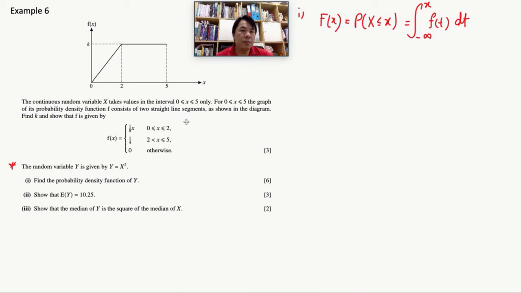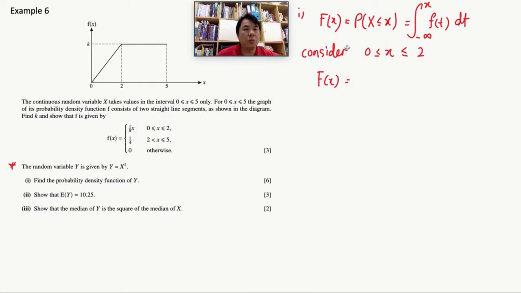But because this function has a few pieces that connect to the overall density function, we have to consider the cases for each one of the domains. So we're going to consider case 1 for x lying between 0 and 2.